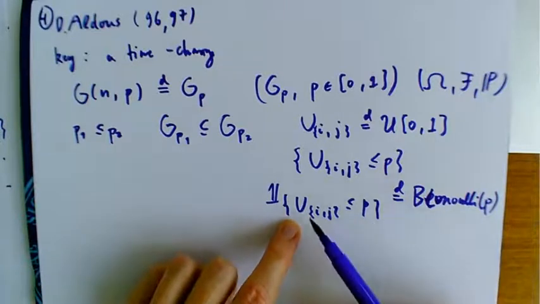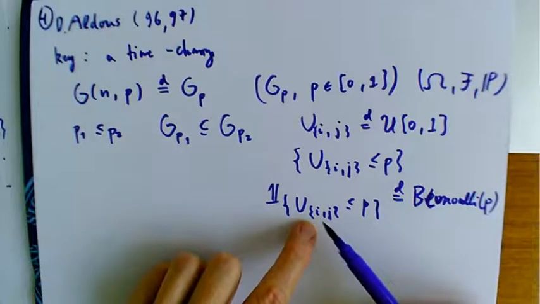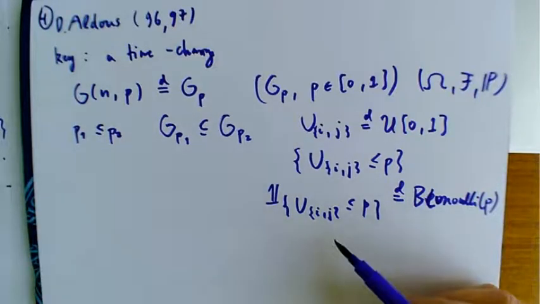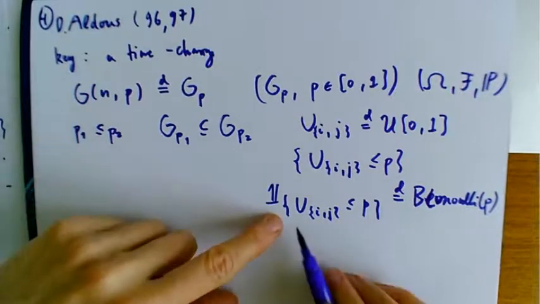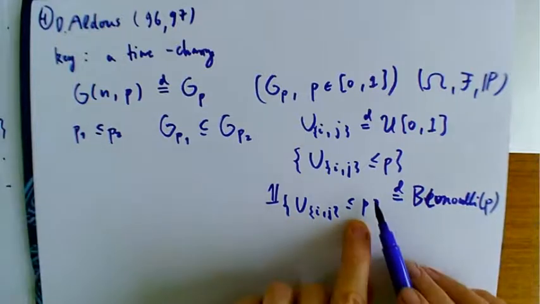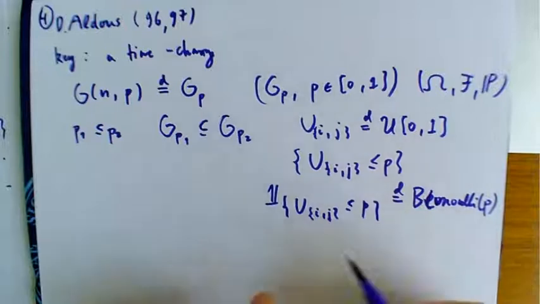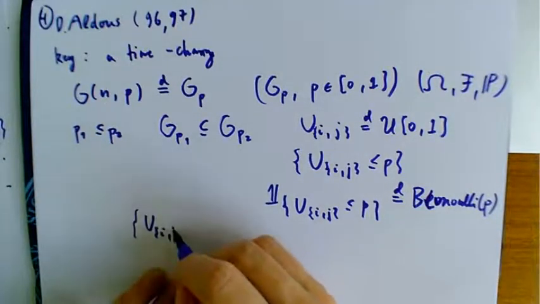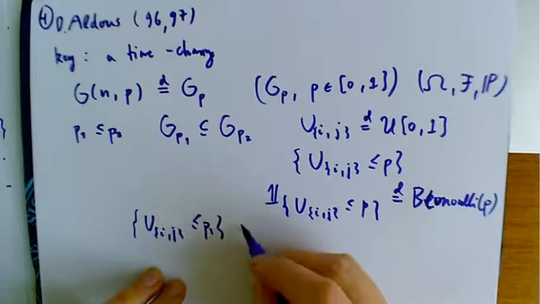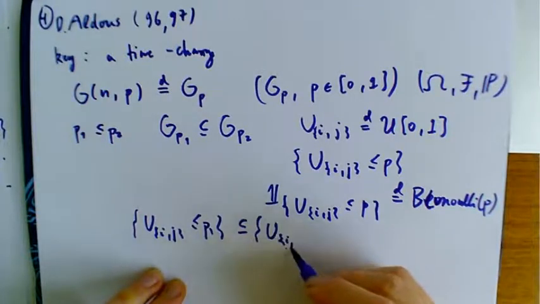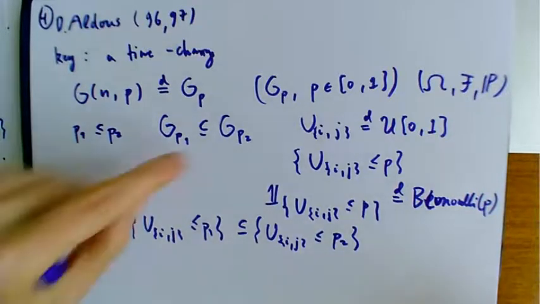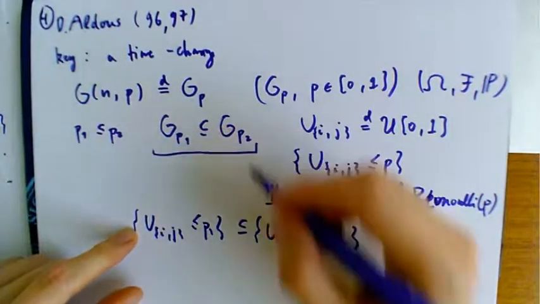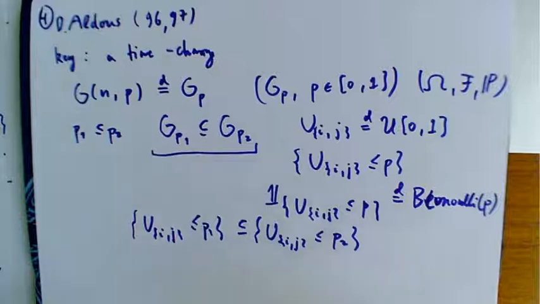So of course you can use this Bernoulli p for checking or setting when the edge ij is open within G(n,p). And as p grows, it is clear that the event U_ij less than or equal to p1 will be a subset of U_ij less than or equal to p2. This defines your coupling, and the coupling has this property. This is good because then you can think about an evolution. So there is a dynamic.